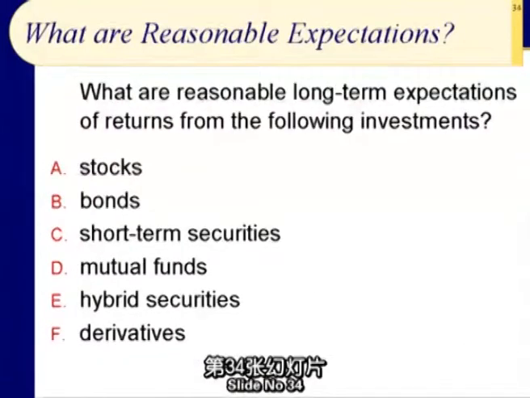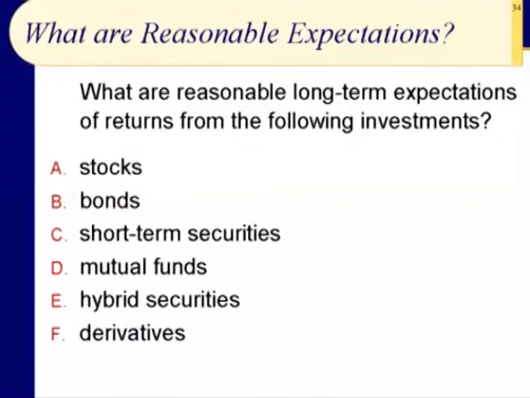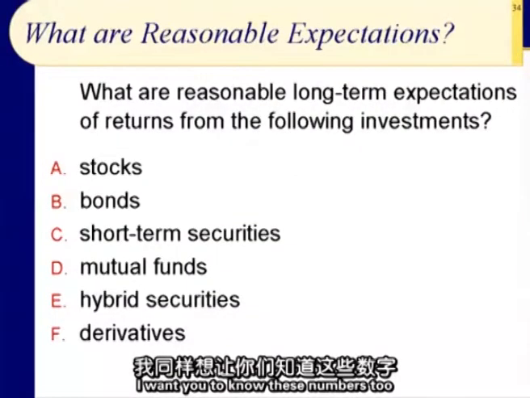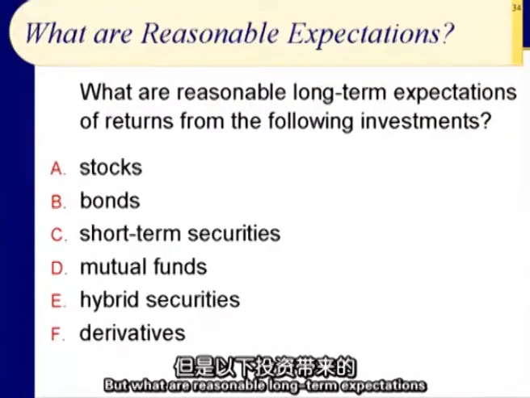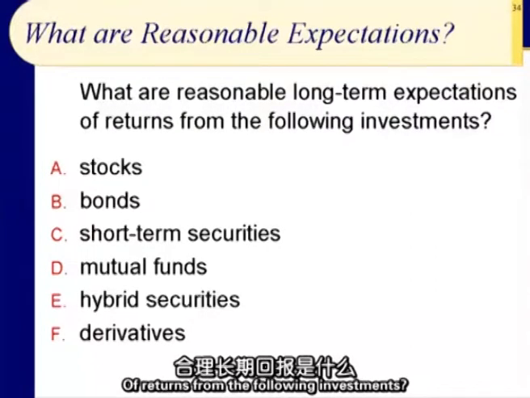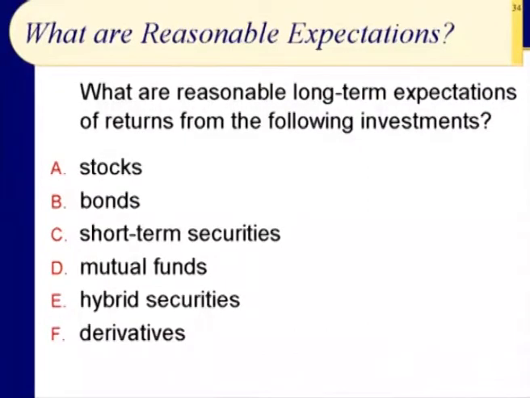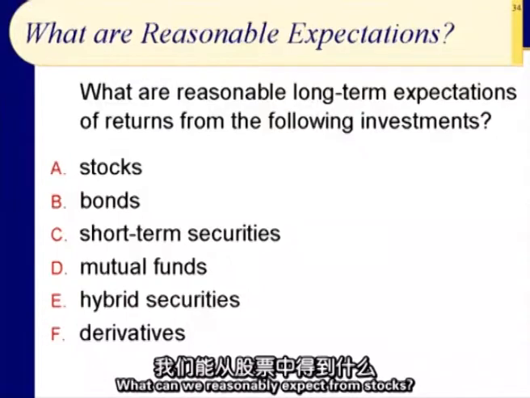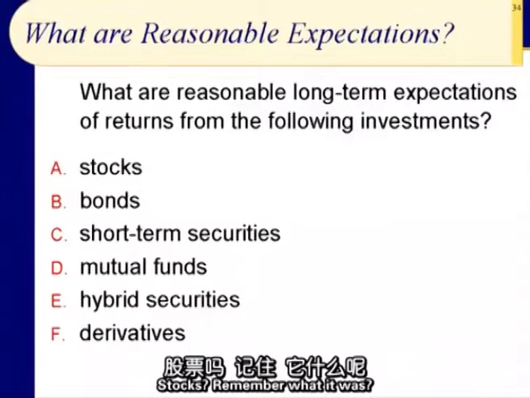Slide number 34. Now, number 34 is not A, B, C, D. It's just asking you. I want you to know these numbers too. Remember, they're not hard and fast, but what are reasonable long-term expectations of returns from the following investments? If we have a long-term perspective, what can we reasonably expect from stocks? This is what you tell people. Stocks, do you remember what it was?